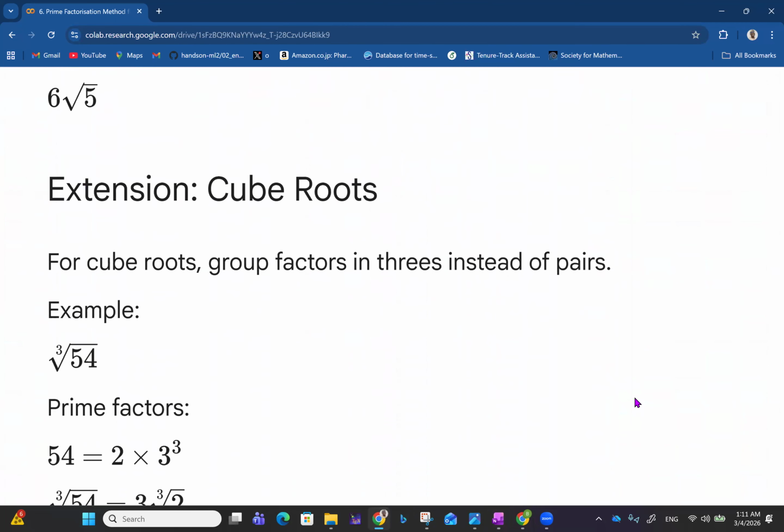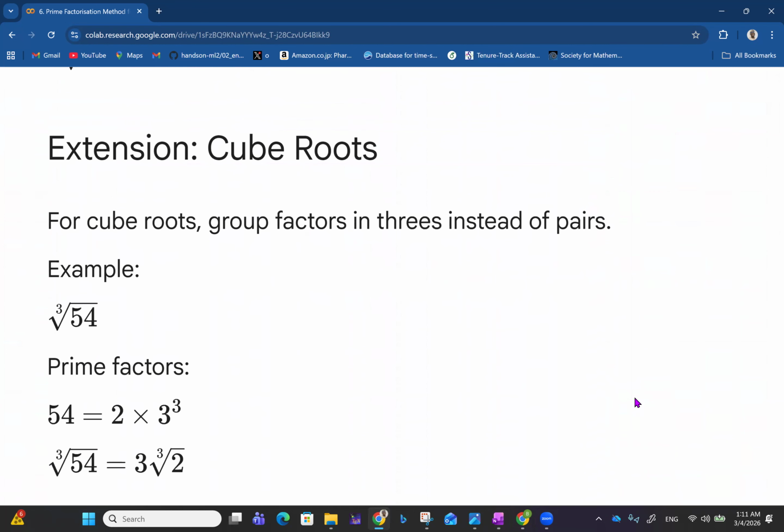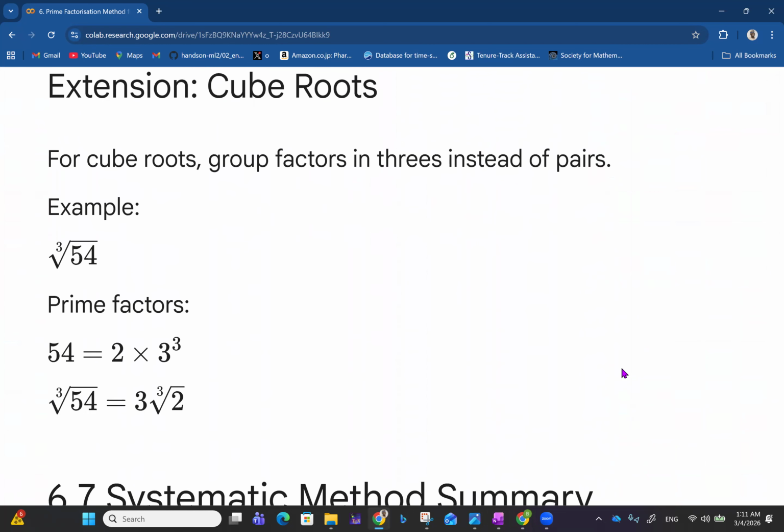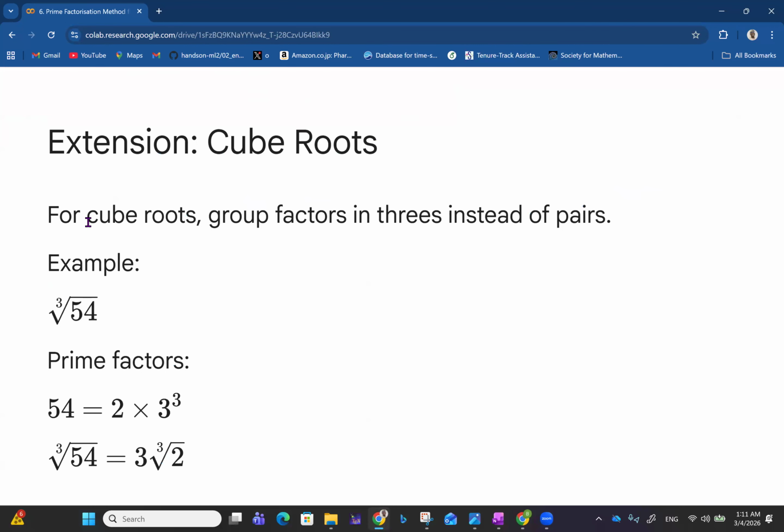And then we can also extend this idea to cube roots. In the next video, we'll be talking about higher roots, so watch out for that. For cube roots, you group factors in threes instead of pairs. Square roots group in pairs, cube roots group in threes, fourth roots group in fours, like that. Imagine you want to find the cube root of 54. The prime factors of 54 are 2 times 3 raised to power 3. So for this 3 raised to power 3, 3 comes out and you have the cube root of 2 as the radical.